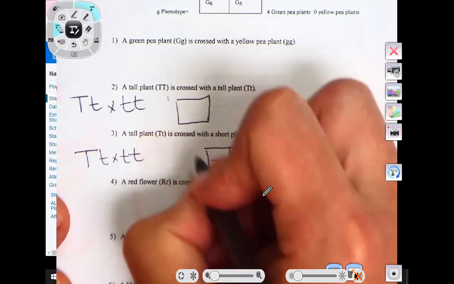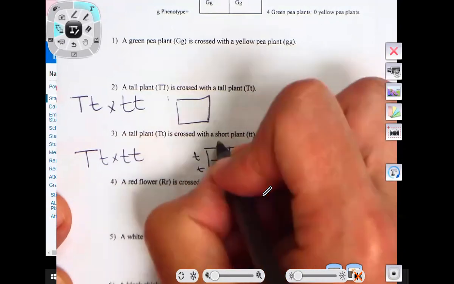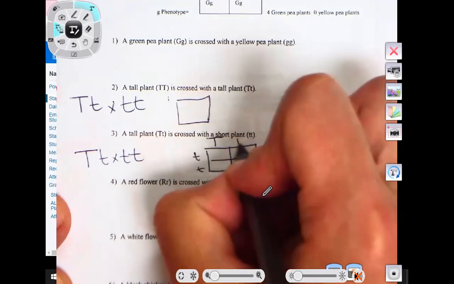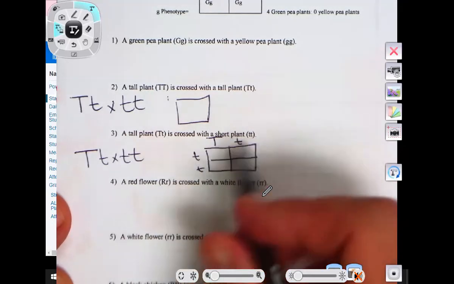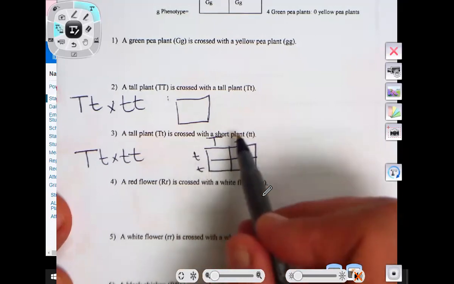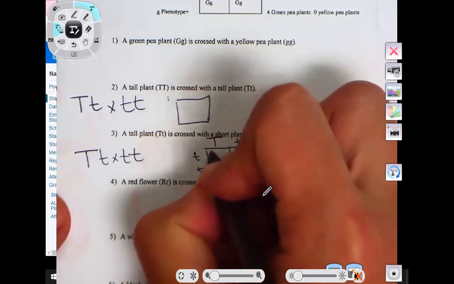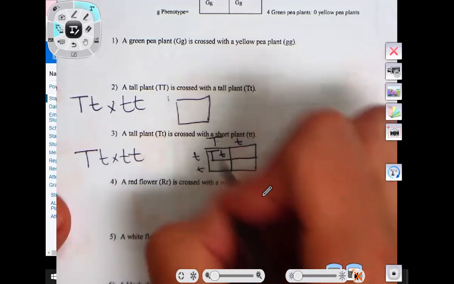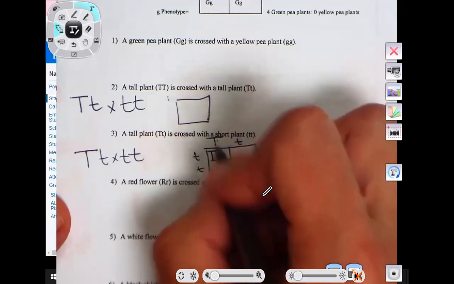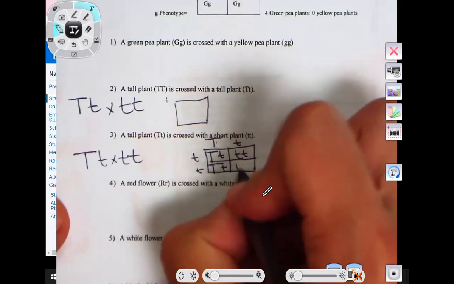All right, so what am I going to put on this side? You can put little t, and what am I going to put on the top then? Big T and little t. And again, I could have put big T, little t on this side. It doesn't matter, as long as you put one parent on one side and one parent on the other side. So what is the first one going to be? What is the next one going to be? It depends on how you wrote it, but for mine, it will be big T, little t, and this one will be little t, little t.